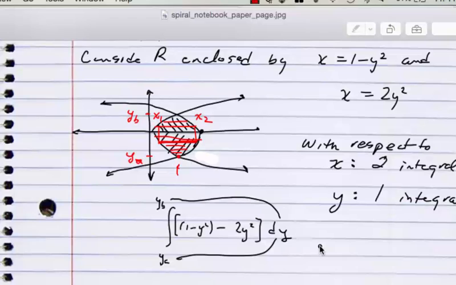Definitely want to do this one in terms of y. It's much more convenient because you don't have to rearrange your things. These are all set up in terms of x's. And then just one integral does the trick.